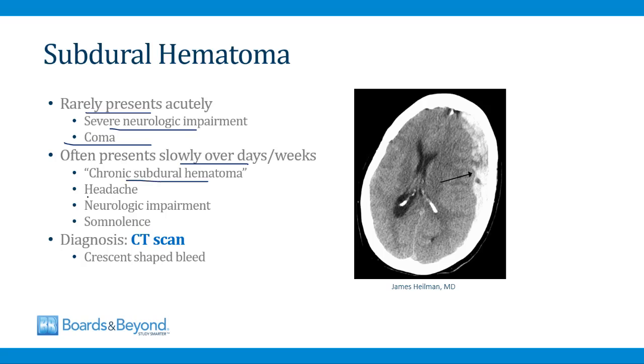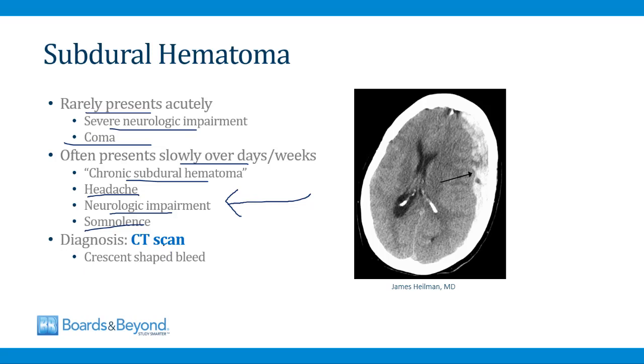These patients complain of a headache. They can develop neurologic impairment like motor weakness or sensory loss, and they can also get tired and somnolent. So the classic history is an older person who had a fall about a week ago and has had a headache ever since then and is now beginning to become less responsive and has neuro impairment. That's a classic description of a patient who had a subdural hematoma.